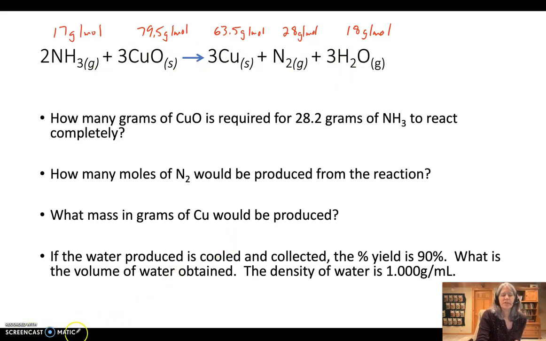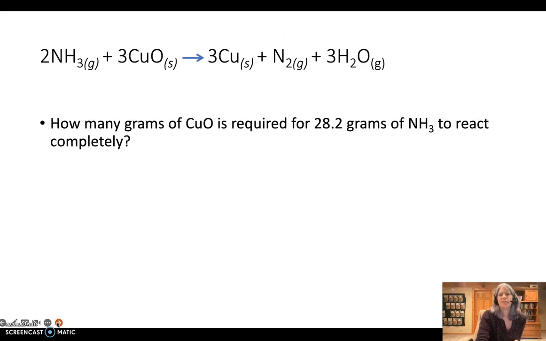Okay, so then if we go to our first problem here, how many grams of CuO is required for 28.2 grams of ammonia to react completely? So let me just make a new page for that.